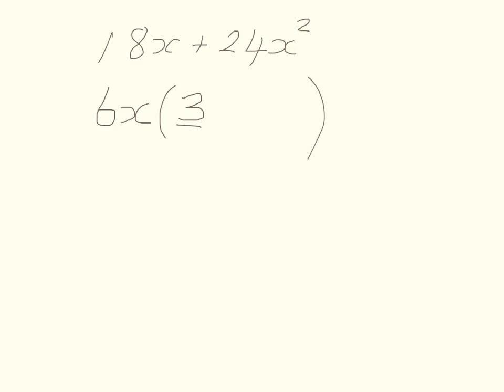And then 6x times what gives me 24x squared? Well, that's plus 4x. And you should check that you know what you're doing with the indices here. So again, 6x times 3 gives me 18x, and 6x times 4x gives me 24x squared. So I know I'm correct. Okay, so when you get to this answer, maybe it's helpful if you expand the brackets and make sure you get what you should have.